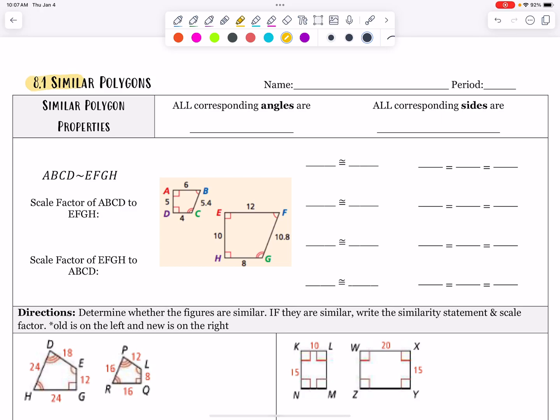Hello everyone and welcome to 8.1 Similar Polygons. The warm-up question today is to share a cool scar story that you have with a neighbor.